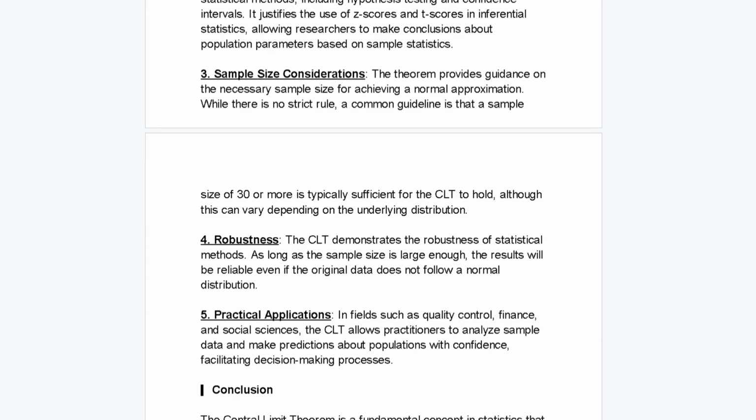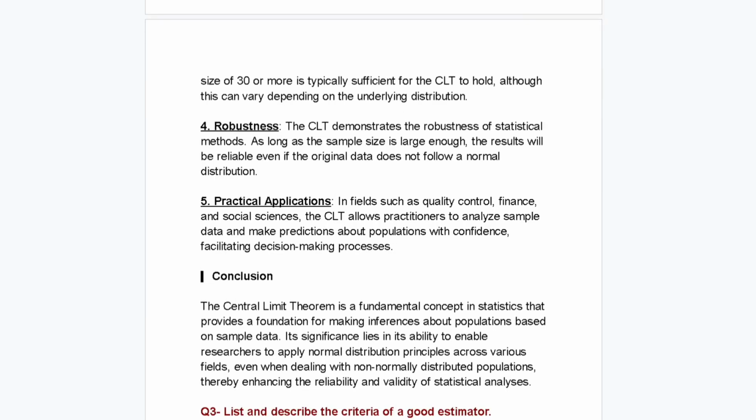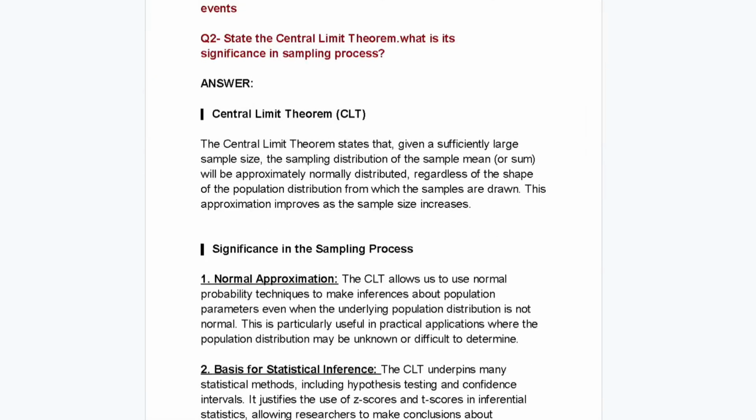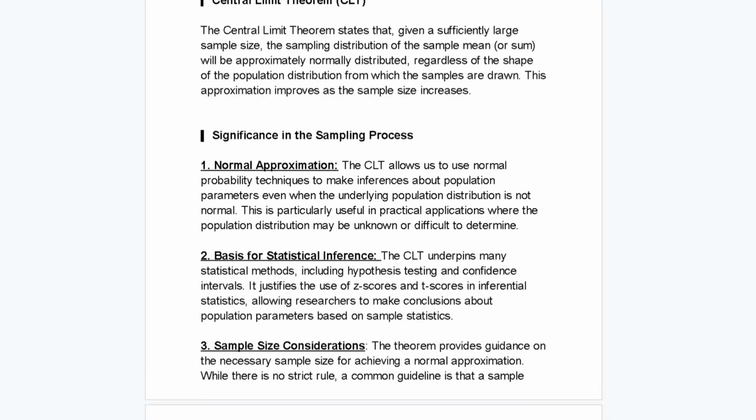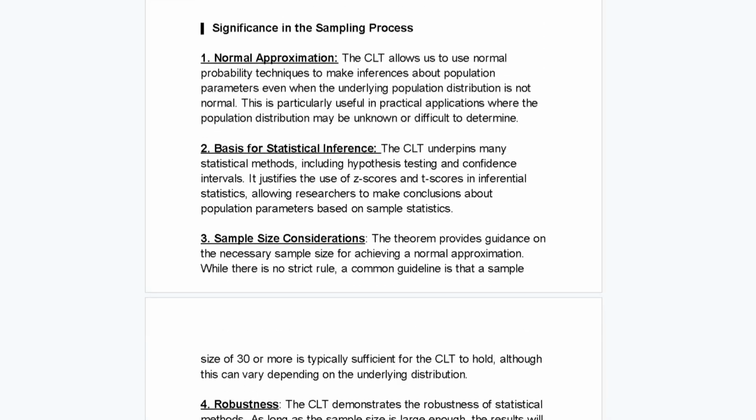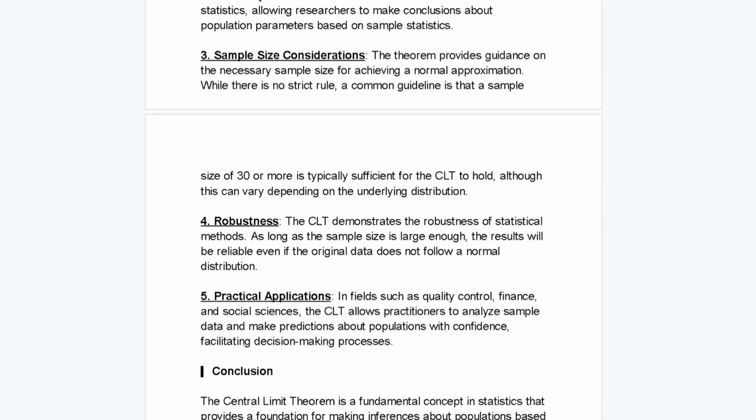Robustness: the CLT demonstrates the robustness of statistical methods. As long as the sample size is large enough, the results will be reliable even if the original data does not follow a normal distribution. Practical applications: in the fields of quality control, finance and social sciences, the CLT allows us to analyze sample data and make predictions about the population with confidence, facilitating the decision-making process. So we first explain the CLT, and then the significances: normal approximation, basis for statistical inference, sample size consideration, robustness, and practical applications.